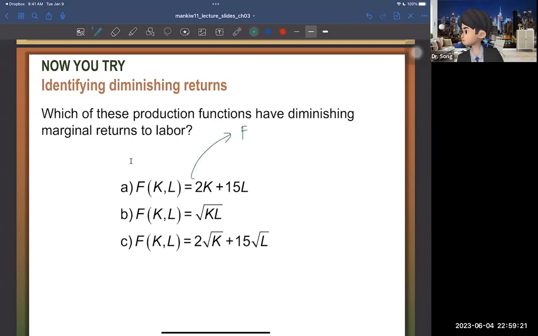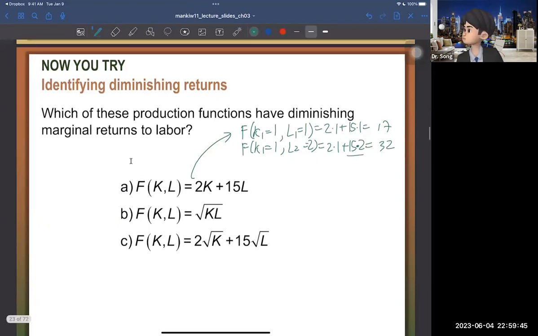So here, let me fix the K as 1, but then I'm going to change the number of workers. So L is 1, so 2 times 1 plus 15 times 1 is 17. Now I have 1 more worker. So now I put 2 workers. Then what happened to the output? So 2 times 1 plus 15 times 2, that is 32. Okay, so 15 times 2 is 30, so 30 plus 2 is 32.